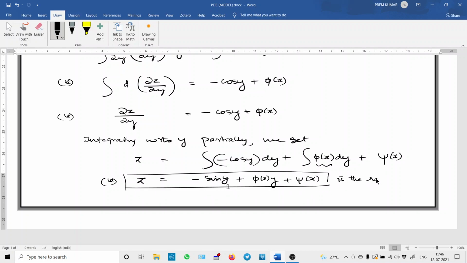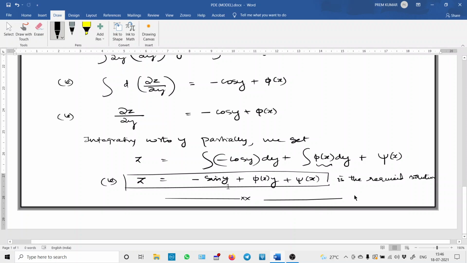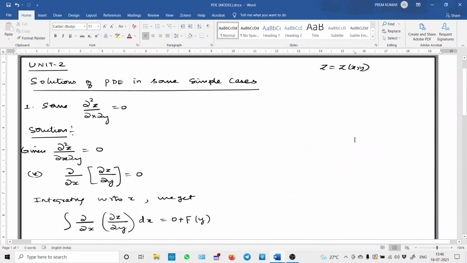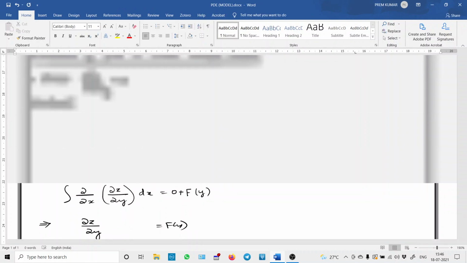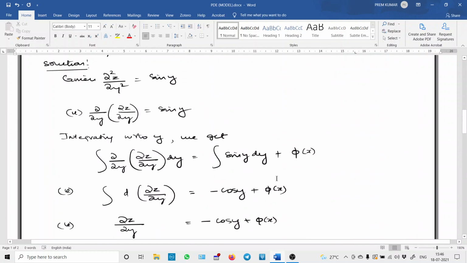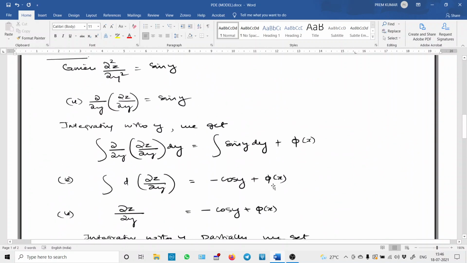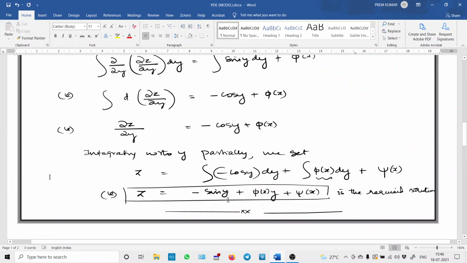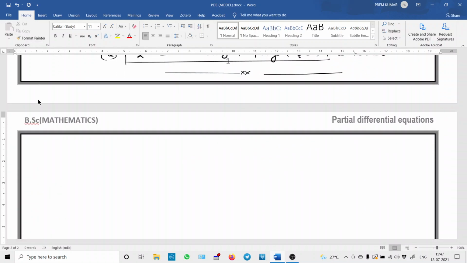This is the required solution. Now we go to the next problem, this third one.